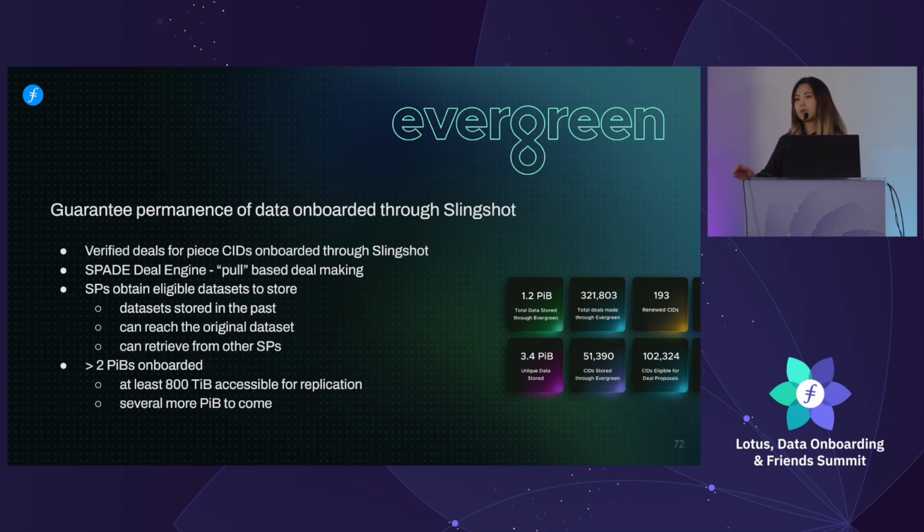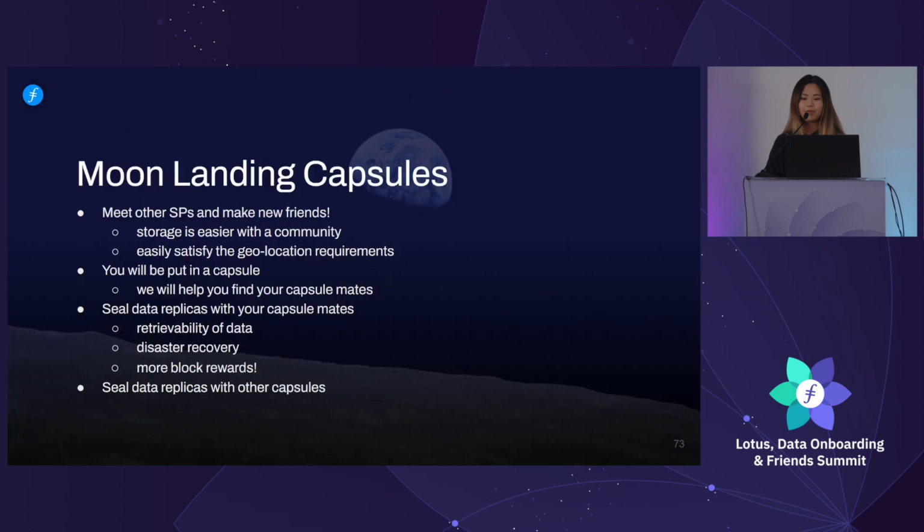With Evergreen, you would work with other SPs currently in the community. They have already stored the data. You would retrieve the data from them and store it with your miner ID. So these are data sets that were stored in the past. One of the criteria is that you can reach the original data set and retrieve it from the other SPs. Currently with Evergreen, there are more than 2 PiBs of data onboarded and more PiBs to come.